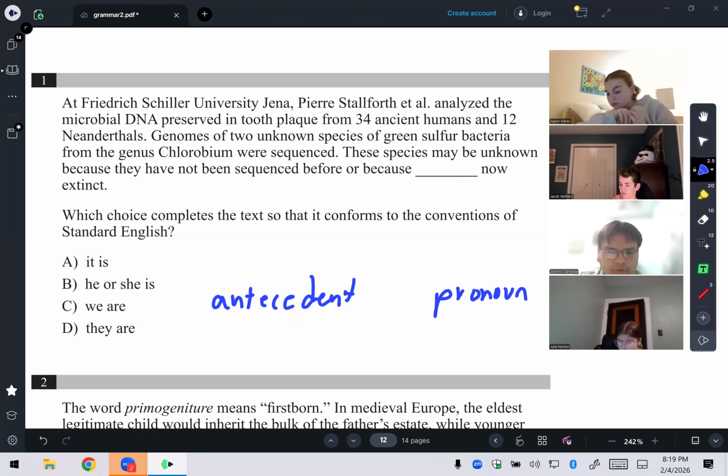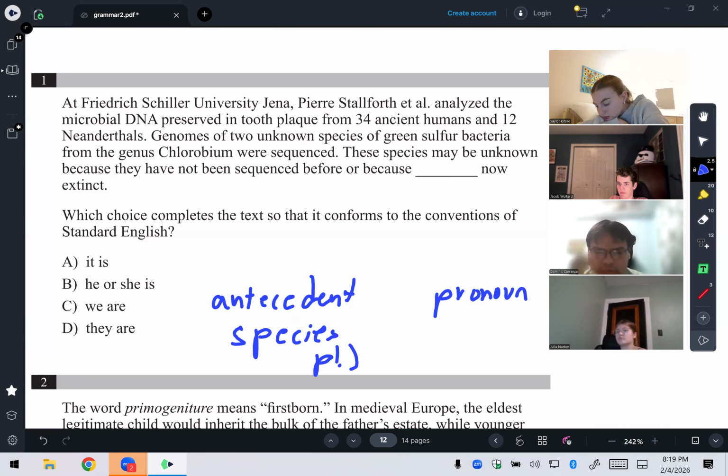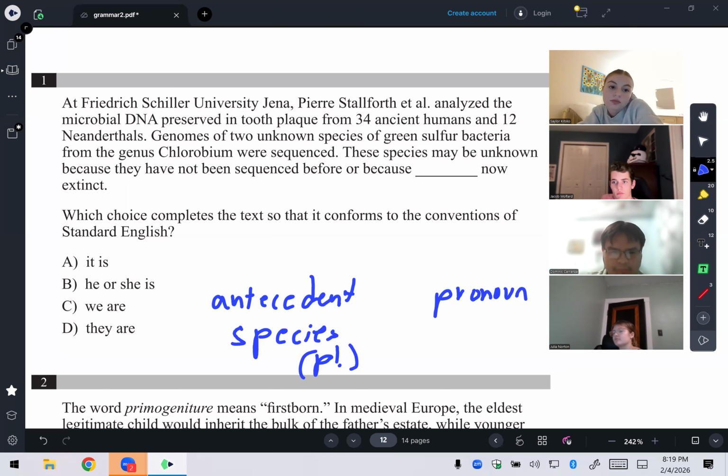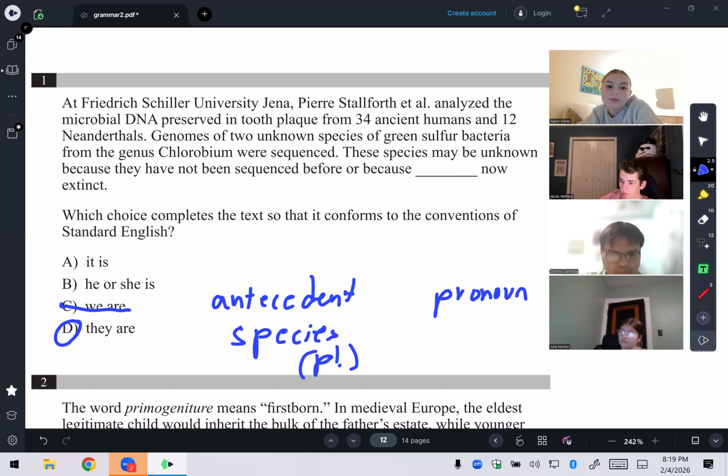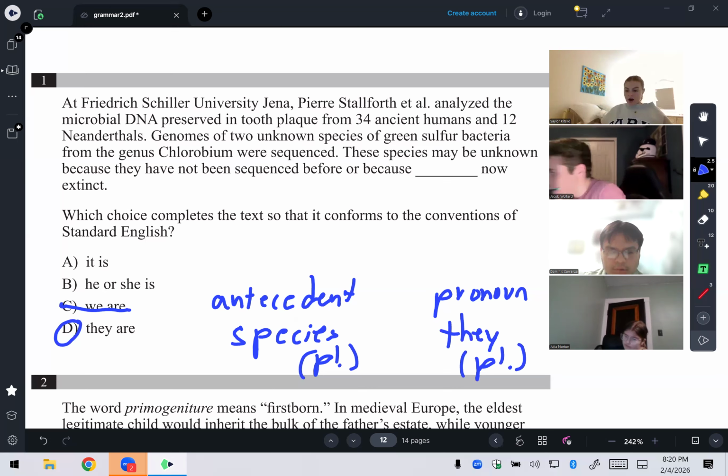All right, so we have our antecedent, which is species, which is plural. So we need a plural pronoun that can refer back to species. I bet we hope that we are extinct after that polynomial lesson. That's a funny one. Yeah, they are now extinct, which would be answer choice D for that one. I'm going to read the whole sentence. These species, we can use the plural pronoun they to refer back to many species. These species may be unknown because they have not been sequenced before or because they are now extinct.